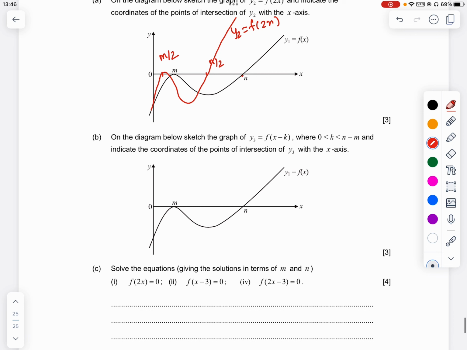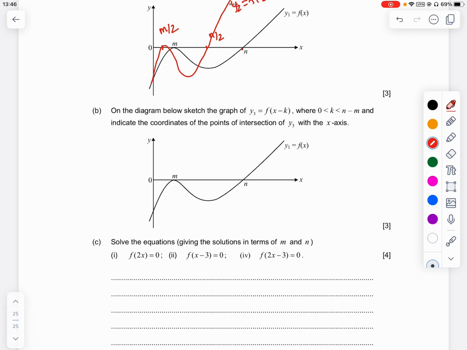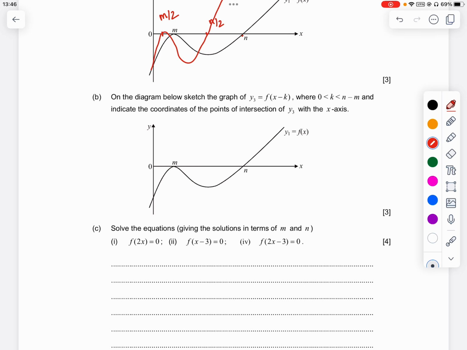On the diagram below, sketch the graph of f of x minus k, where k lies between n minus m and 0, and indicate the coordinates of point of intersection of y3 with the x-axis. So it is minus k means it is moved plus k. So the graph is moved plus k. So you can write that this distance is going to be k, and this point is going to be m plus k, and this point is going to be n plus k, and this one is f of x minus k equals to y3. Every point has been moved k units to the right side.